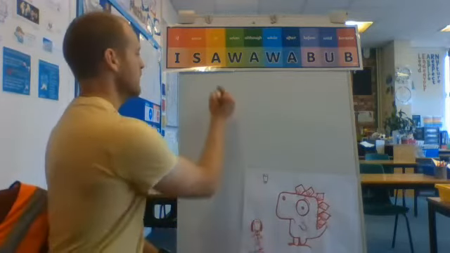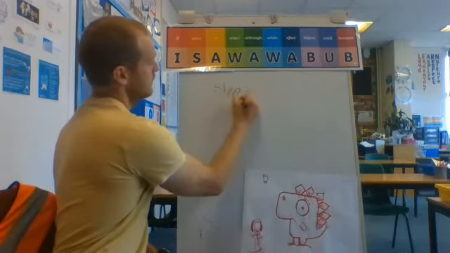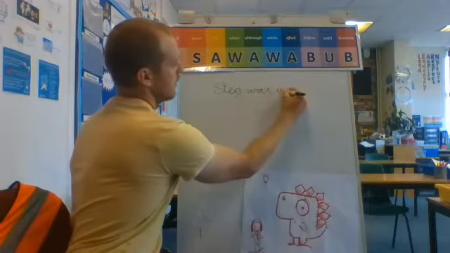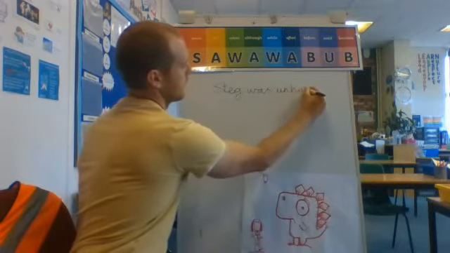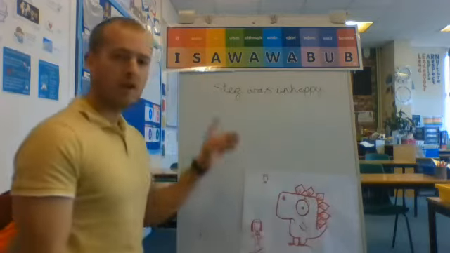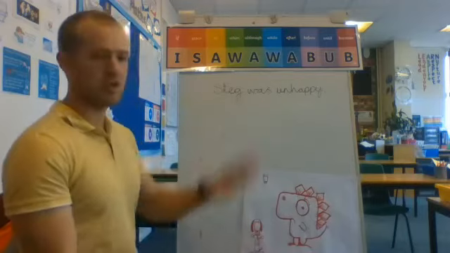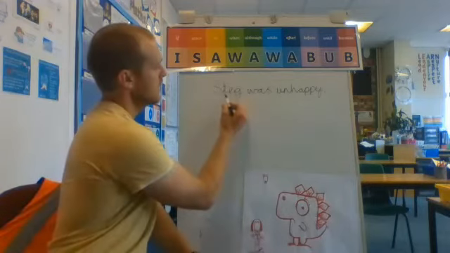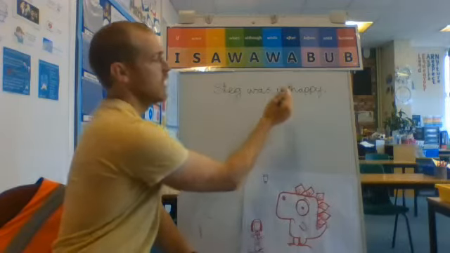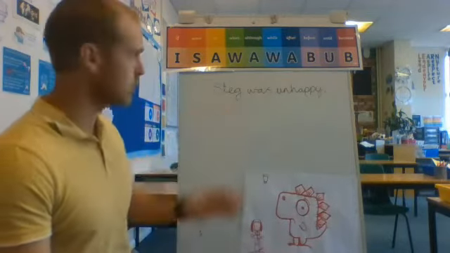Let's see if we can write a sentence about SPaG and Bill. Okay, so SPaG was unhappy. If I leave that clause alone, it makes sense. I'm not going to add a conjunction in yet. So SPaG is my subject, was acts as my verb, and he's feeling a little bit sad, he's on his own. That makes sense on its own, that's our clause.